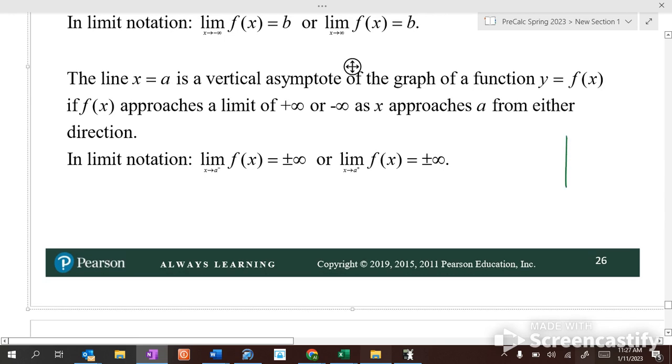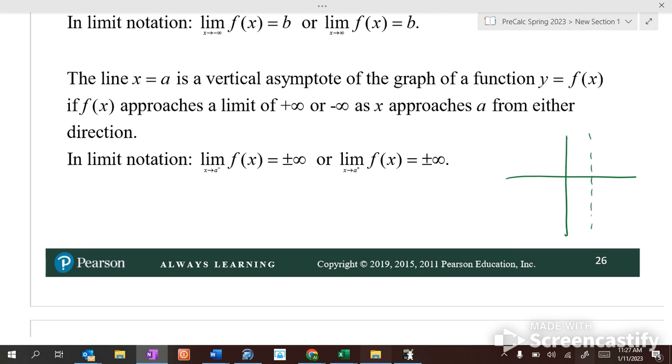So, if you have a vertical asymptote, something can never cross it. A lot of times they look like this. A function looks like this, where it cannot cross an asymptote. It goes down like this and down like this. Okay? If it's a horizontal asymptote, they can cross it.